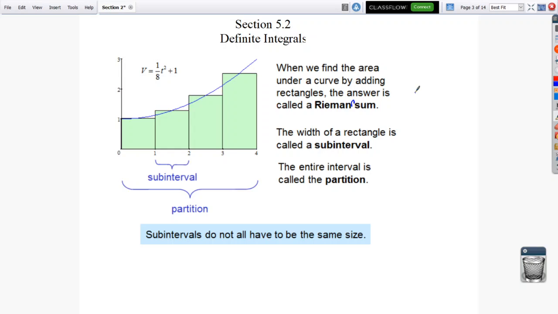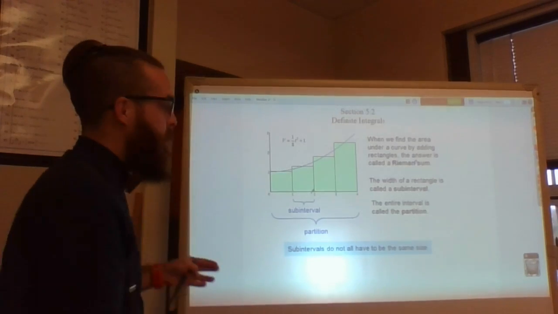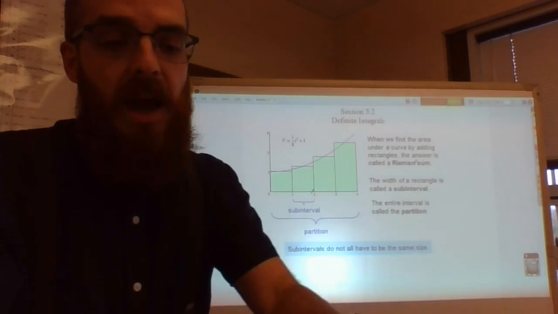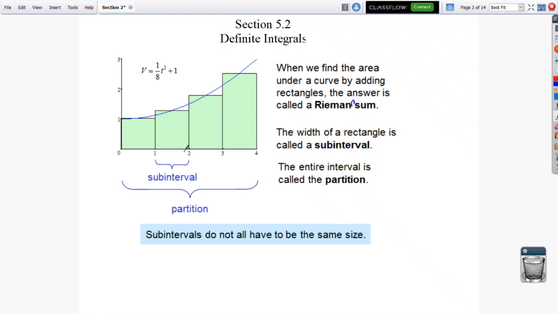The width of the rectangle, we used this term yesterday. It's called a subinterval. So in this case, you can see each subinterval is equal to 1 unit. The entire interval is called the partition. So you've got the subinterval, these little tiny pieces in here, versus the partition being the entire interval that we're concerned over. What we have to look at here is the subintervals do not have to be the same size. So you can have varying sizes of subintervals.